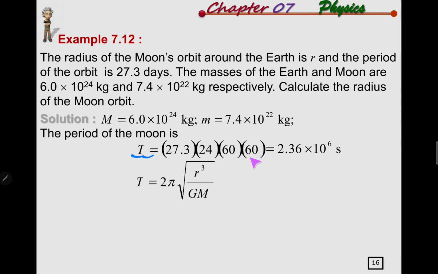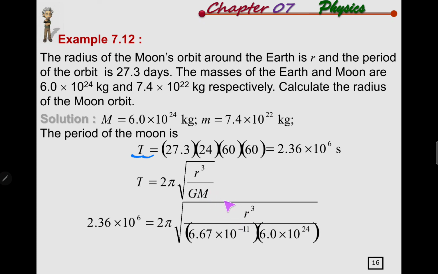Simply by applying the equation of the period, and expanding the values, we can calculate the value of the radius. You will end up with 3.84 times 10 to the power of 8 meters.